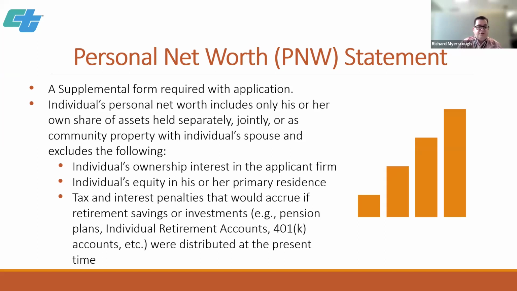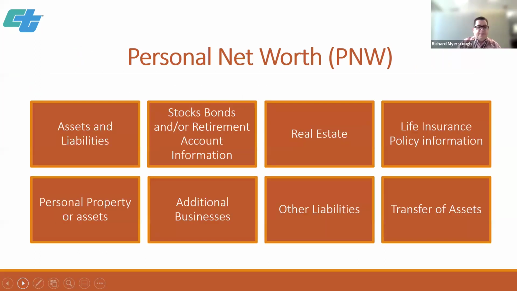It should include your own share of assets held separately, jointly, or as community property with a spouse. And an individual's PNW must not exceed, we talked about this number, 1.32 million to be eligible for the DBE certification program. And we're going to talk a little more about personal net worth. That's how important it is. Within the PNW, you will be required to complete some of the following: assets and liabilities. Examples of assets: cash, assets in a trust, real estate. Examples of liabilities: mortgages, loans on life insurance, unpaid taxes.